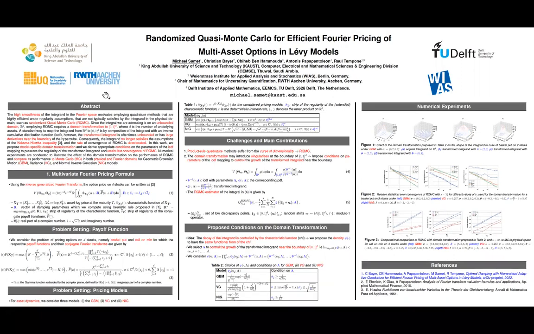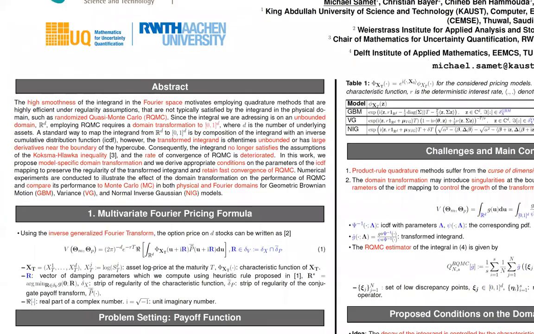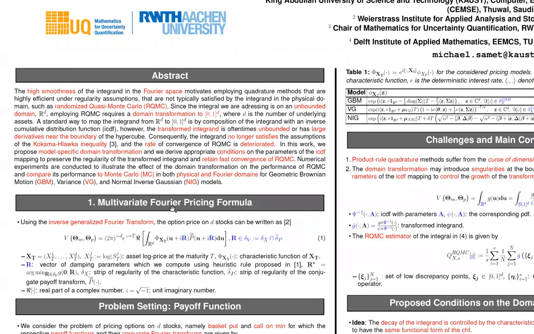So to summarize, the high smoothness of the integrand in the Fourier space motivates employing quadrature methods that are highly efficient under regularity assumptions, namely randomized Quasi-Monte Carlo. However, the addressed integrand is defined on the unbounded domain R^d, which requires transformation to the hypercube, which oftentimes leads to integrands that are unbounded or have large derivatives near the boundary of the hypercube and no longer satisfy the assumptions of the Koksma-Hlawka inequality, which deteriorates the rate of the randomized Quasi-Monte Carlo. So in this work, we propose model-specific domain transformations and derive appropriate conditions on the mapping parameters to ensure and improve the convergence of the randomized Quasi-Monte Carlo.